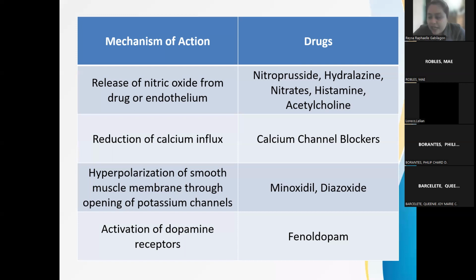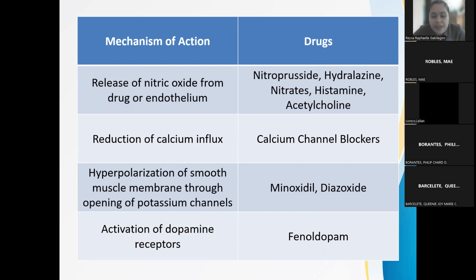Therefore, we can inhibit the calcium channel to limit the entrance of calcium into the cell. Of course, no contraction will happen, so there will be no constriction. That's how the calcium channel blockers help in the treatment of hypertension. Calcium influx is reduced.